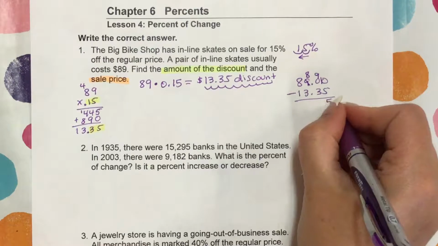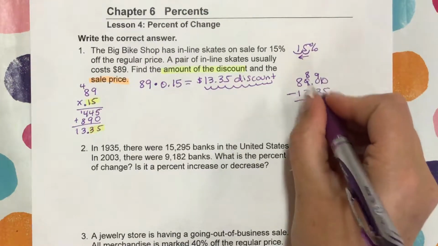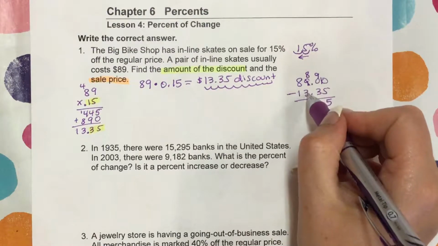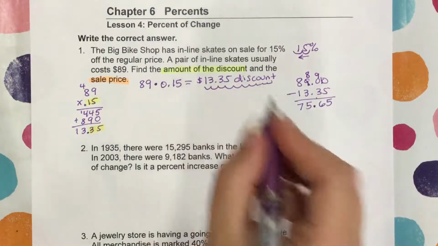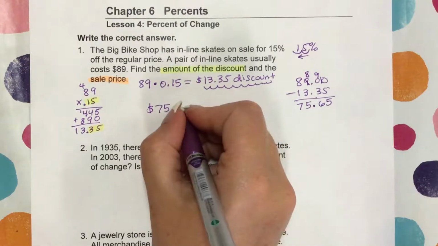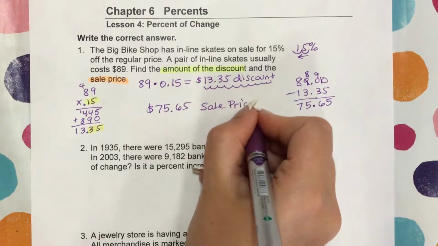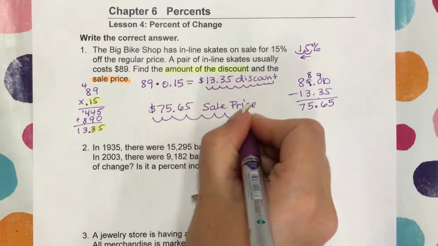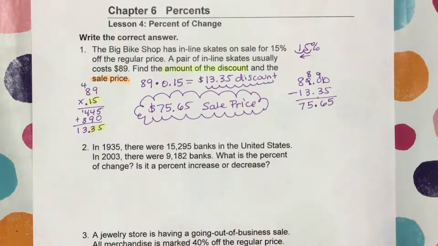10 take away 5 is 5. 9 take away 3 is 6. I bring down the decimal place. 8 take away 3 is 5, and 8 take away 1 is 7. So the sale price equals $75.65. That is the sale price. So we have the discount and the sale price. That's how those problems work. So now we're going to move on to problem 2.